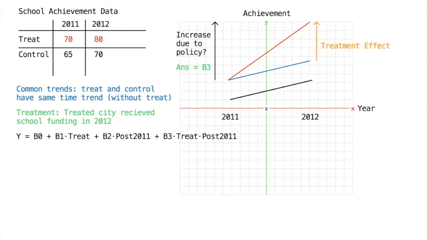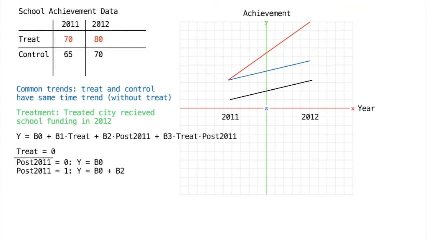For the remainder of this video, we're going to show that this treatment effect is actually beta 3, the coefficient corresponding to the interaction between the treatment indicator and the post-2011 dummy variable in this regression. We are going to start by doing a before-after analysis for the control group. The control cities have the treatment indicator equal to 0, and before the treatment means that post-2011 is equal to 0, and during the treatment period means that post-2011 is equal to 1.